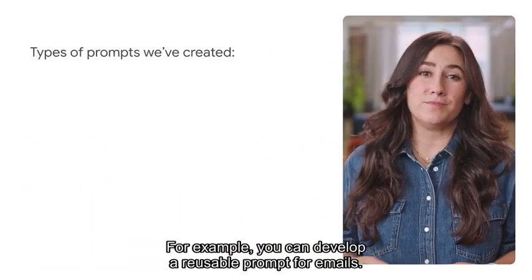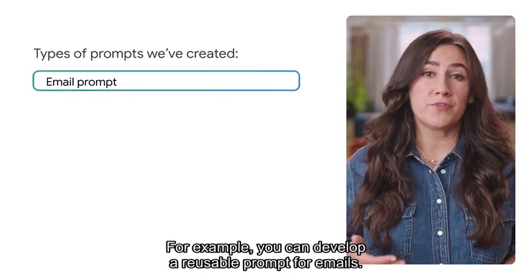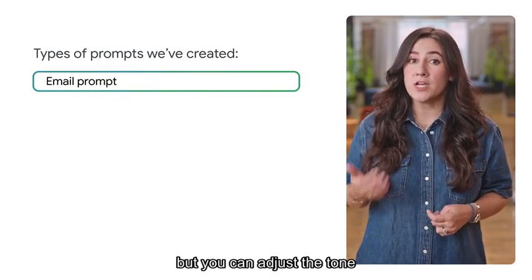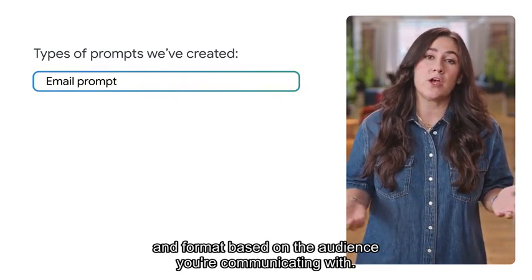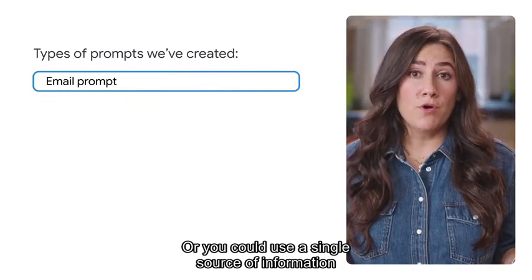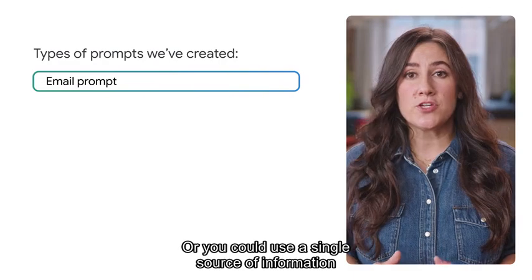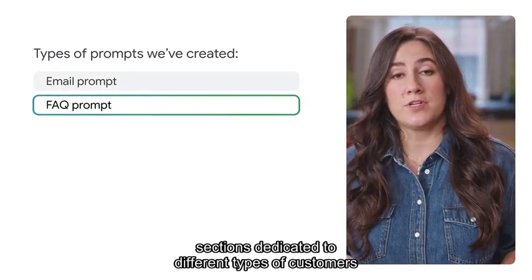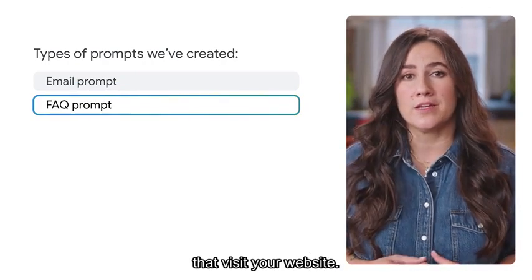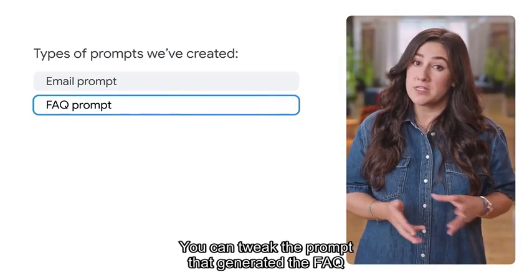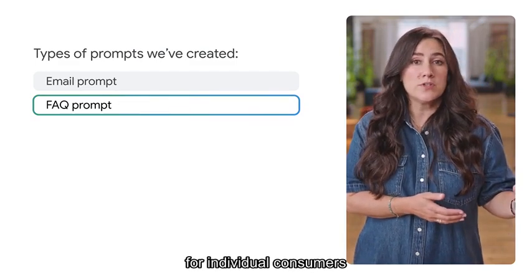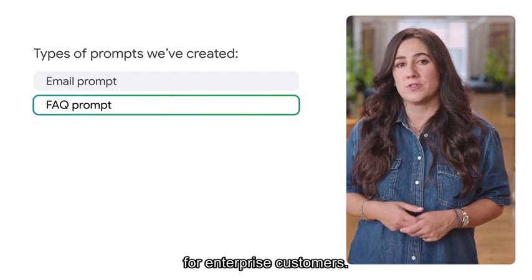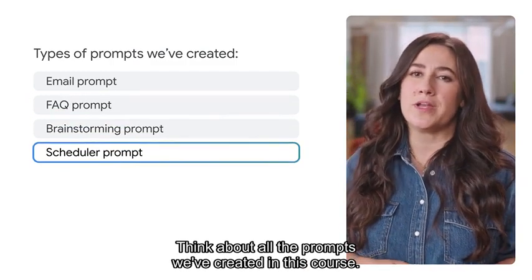For example, you can develop a reusable prompt for emails. The Gen AI tool will draft the email for you, but you can adjust the tone and format based on the audience you're communicating with. Or you could use a single source of information to create different frequently asked questions sections dedicated to different types of customers that visit your website. You can tweak the prompt that generated the FAQ for individual consumers and change the persona to make an FAQ for enterprise customers.